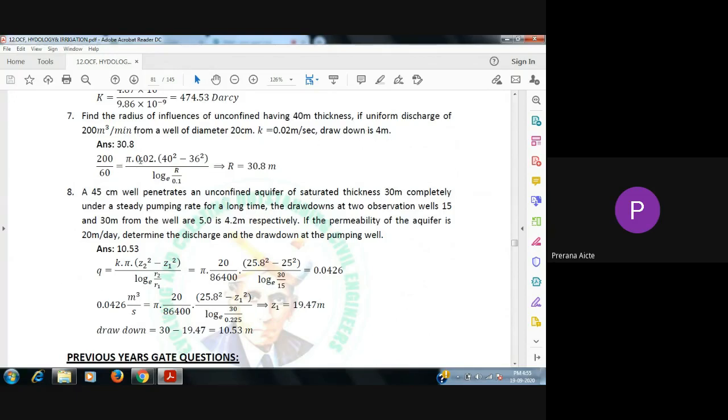So let us say here, 200 by 60, because 200 meter per minute is converted into seconds. 200 by 60 into pi, K into h2 square minus h1 square, or z2 square minus z1 square. Let us say 40 square minus 36 square, because drawdown is 4 meters, 40 minus 4 is 36. Divided by log e to the base r, radius of influence, by 0.1, since the diameter is 20 centimeters, the radius is 0.1. So finally, after calculations, r equal to 30.8 meters.